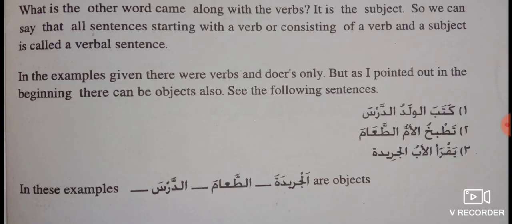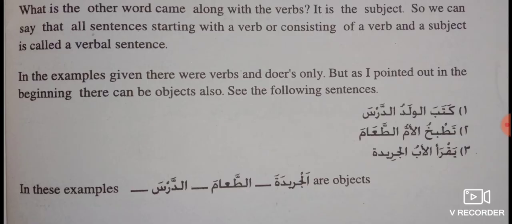Just like Kataba al-waladu ad-darsa, the boy wrote the chapter. Tatbahu al-ummu at-ta'ama, the mother cooks the food. Yaqra'u al-abu al-jarida, the father reads the newspaper. So there is an object with all these sentences.